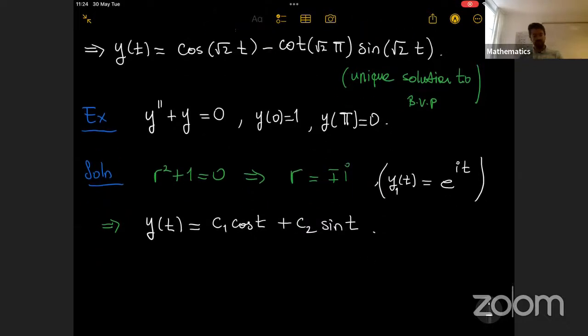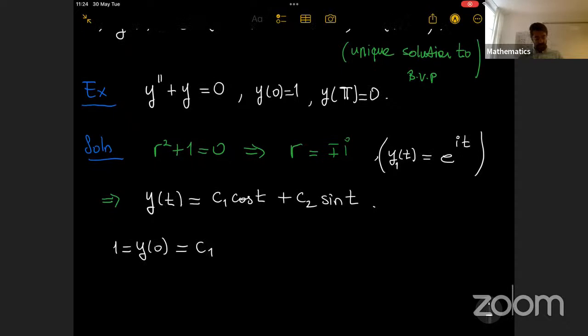With the initial values, let's try to find c1 and c2. 1 is equal to y(0). Y(0) is what? If you plug in 0, sine is 0, cosine is 1, so we get c1. So c1 is equal to 1.